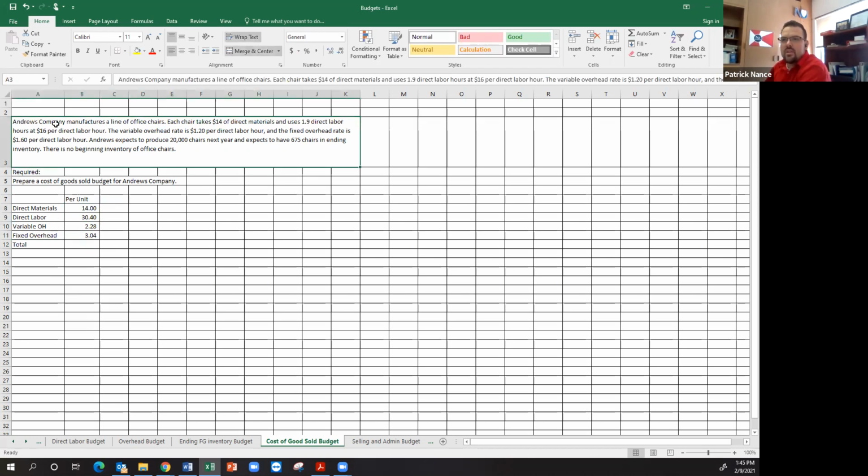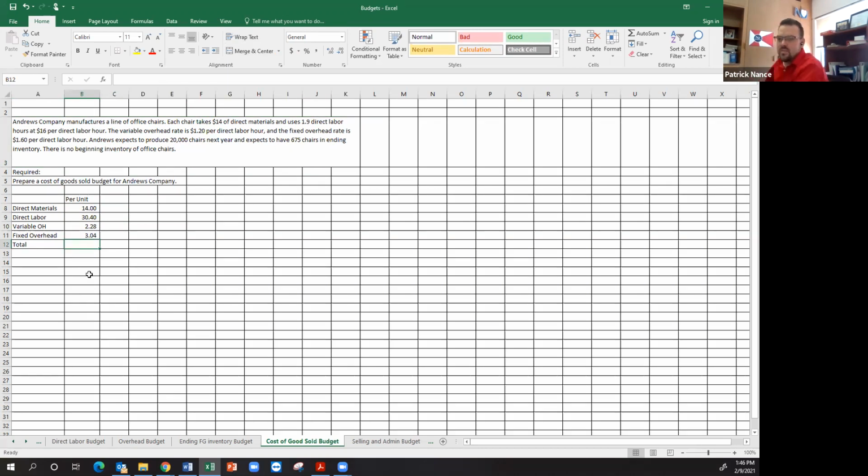Now it goes on, this problem says everything the same as the prior problem. The variable rate is $1.20. The chair takes $14 for direct materials. And it says they expect to produce 20,000 chairs and expect to have 675 chairs in ending inventory. It also says there's no beginning inventory. So this is a new business, so they just happen to have 0 left. So my total per unit is the total of all these.